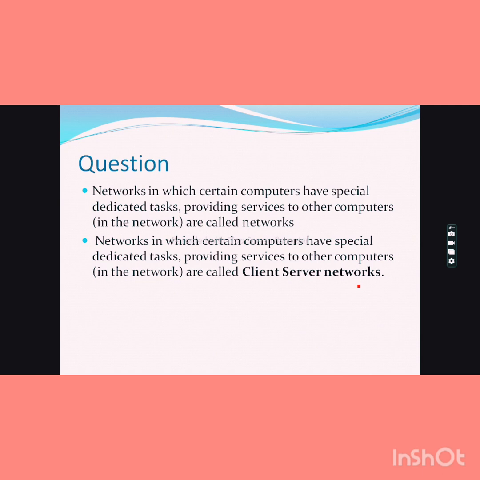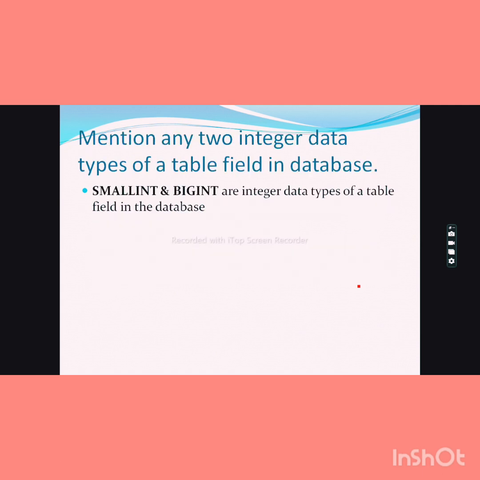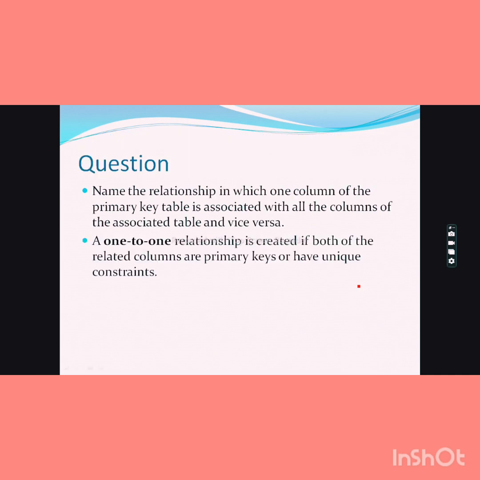Mention any two integer data types of a table in a database. Small integer and big integer. You are aware about integer. So there is small integer and big integer. Name the relationship in which one column of the primary key table is associated with all the columns of the associated table and vice versa. So the answer will be one-to-one relationship.